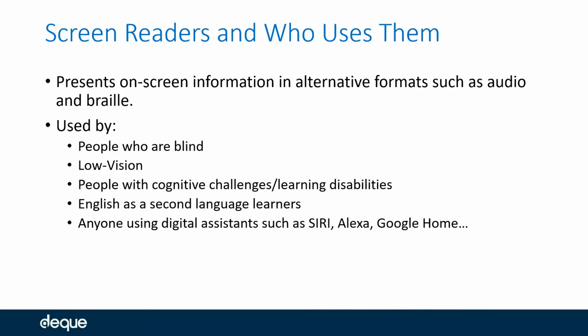And I added this last group here, anyone who's using digital assistants such as Siri, Google Home, and all these other ones. You know, the point I'm trying to make is that those devices really do take information that otherwise might appear on a screen, and it's verbalizing it to you. So in a way, I think we all use screen readers to some degree, even if we do it transparently when we're asking Siri to give us tomorrow's weather forecast.